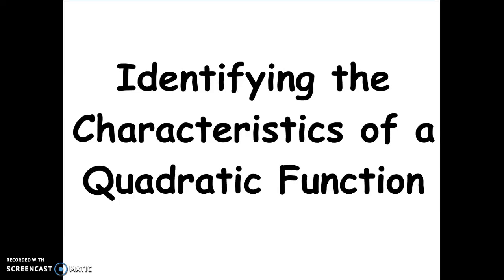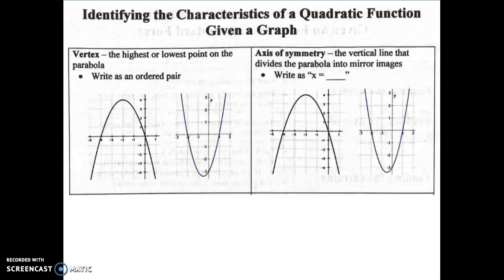Identifying the characteristics of a quadratic function. We're going to begin by identifying the characteristics when given a graph. The vertex is the highest or lowest point on the parabola, and it's written as an ordered pair. So this point here is the vertex, and that is the ordered pair -2, 4.